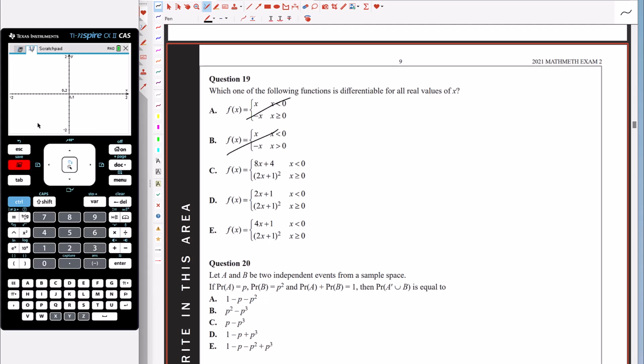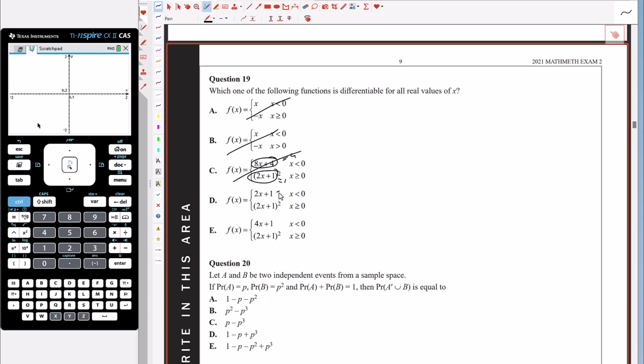We really just want to be able to think, first of all, do they actually join? So when x equals 0, this part of the function is going to be 4, this part of the function is going to be 1 squared, it's going to be 1. So they don't even join at 0, so it's not a continuous function. So that's definitely not going to be differentiable at 0.